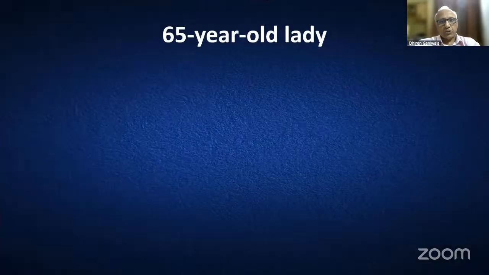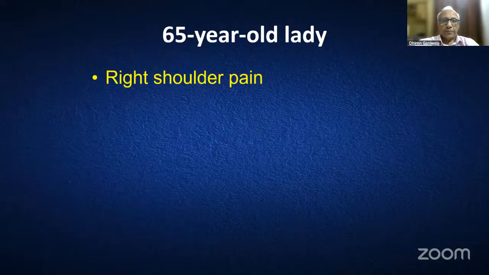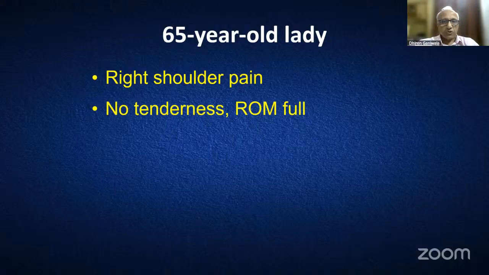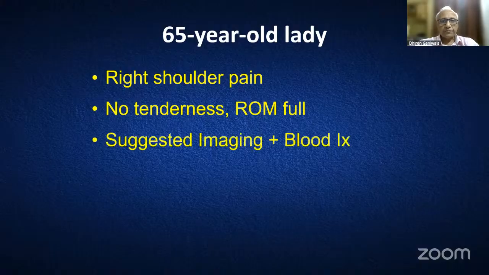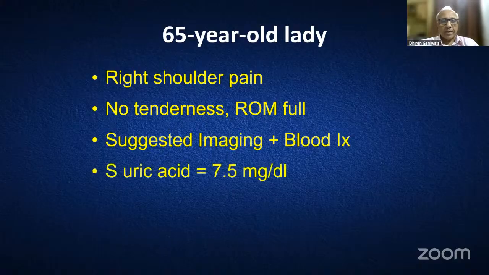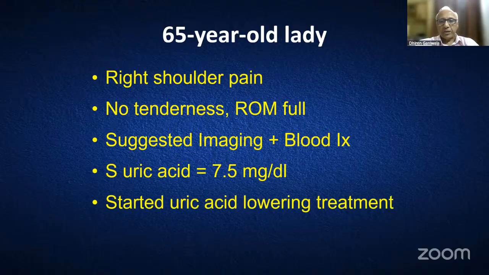Coming to a different situation, a 65-year-old lady had a pain in the right shoulder. There is no tenderness, and range of motion is full. You suggested imaging and blood investigations. And in that, the serum uric acid is 7.5 milligram per deciliter. And because this is abnormal, you start uric acid lowering treatment.